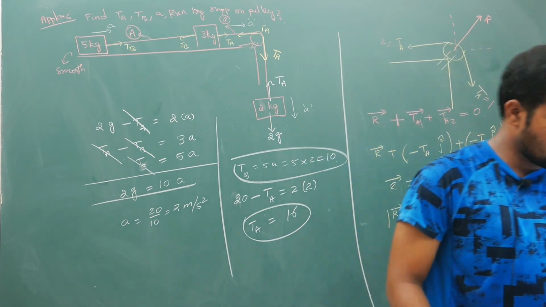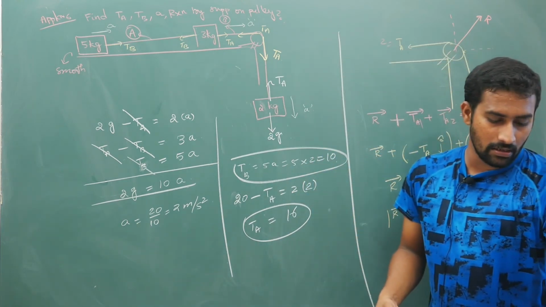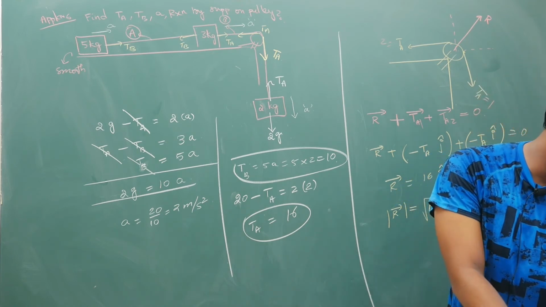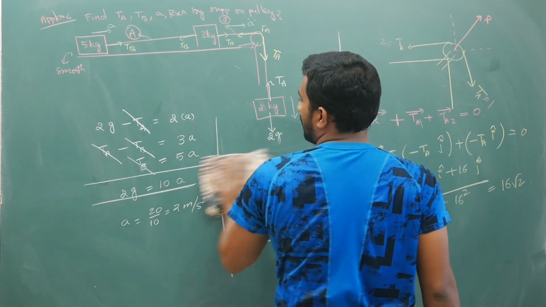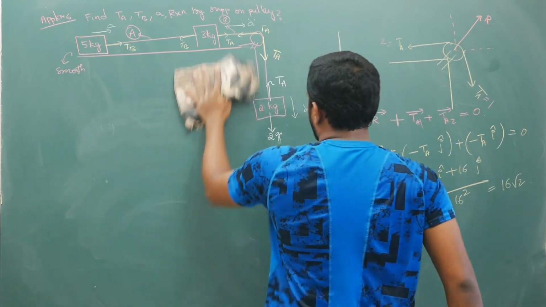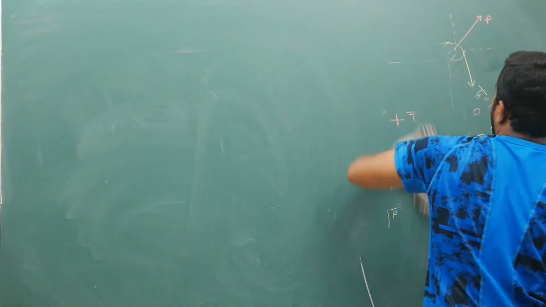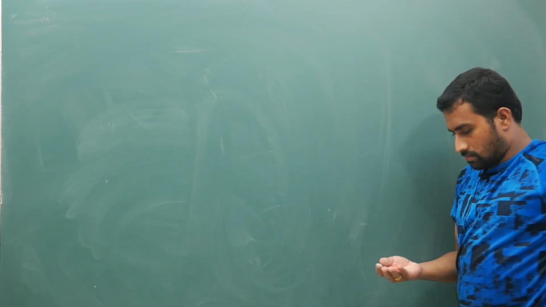Okay, like this you are supposed to do these questions. Now coming to the next example, I am going to consider an inclined plane and then we are going to do the questions. So now let us say you have an inclined plane. On the inclined plane there are different blocks.